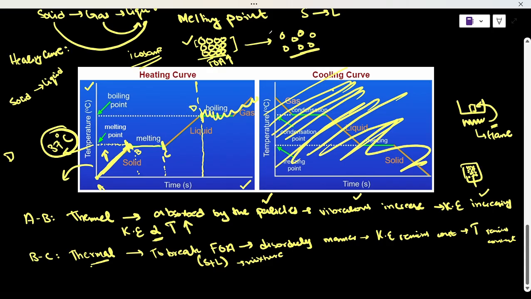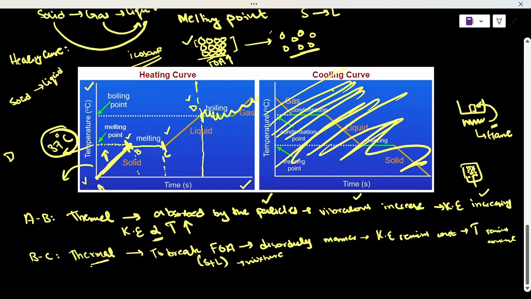Then let's go from point C to point D. Now this is interesting. It's not interesting actually. What I'll just say is that from point A to point B and from point C to point D, it is entirely the same process. The only difference is point B to point C. Now from point C to point D, the same things are going to happen again.